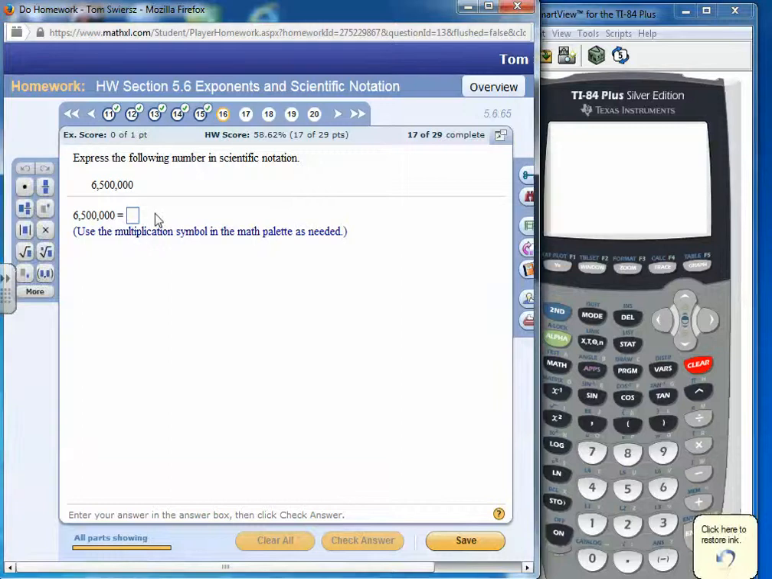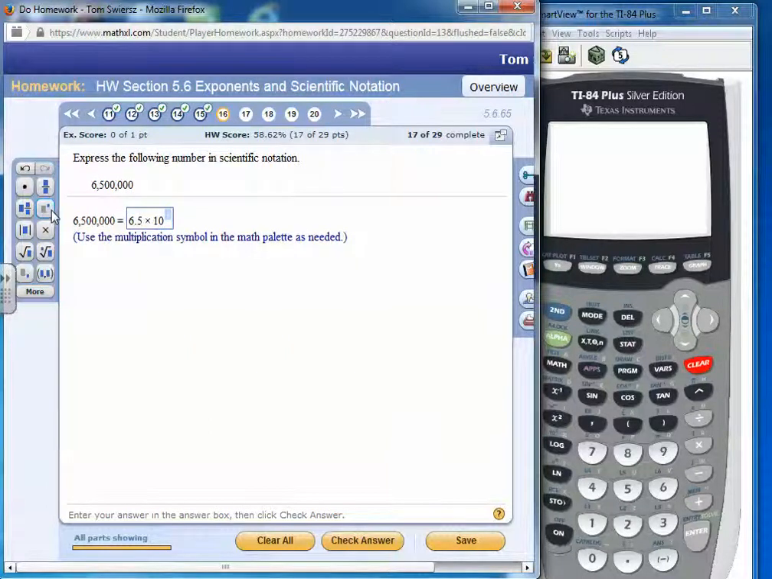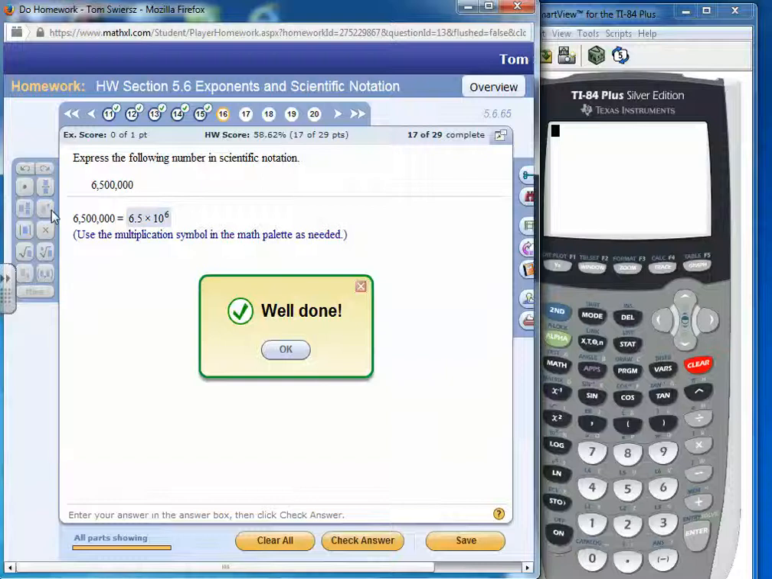Okay, so we put in 6.5, use the times, and then put in the 10, and then choose the exponent, the superscript, which in this case is the second one down from the right. And we said it was to the 6th. And there's our answer.